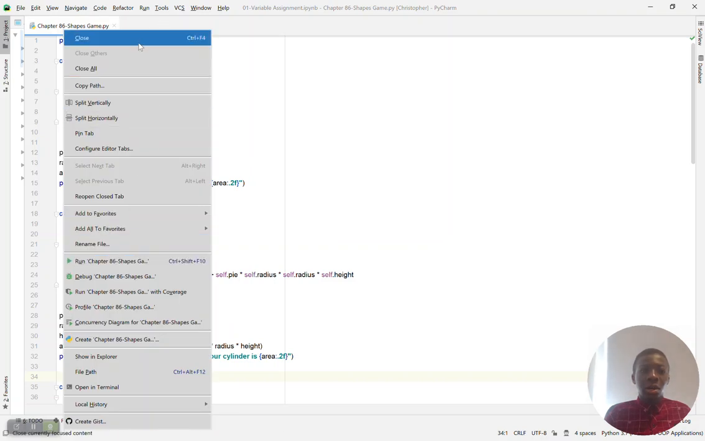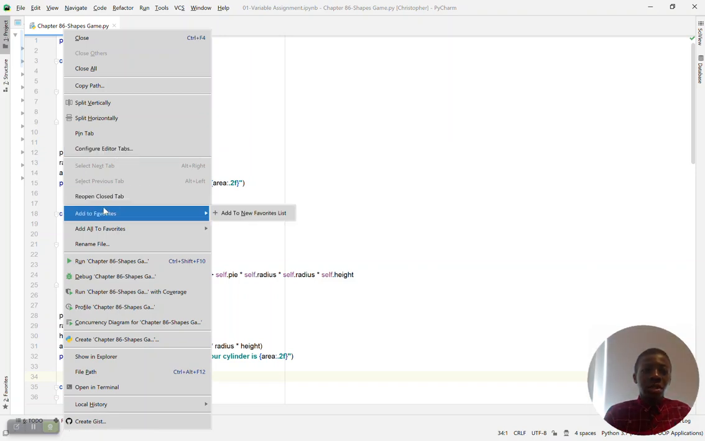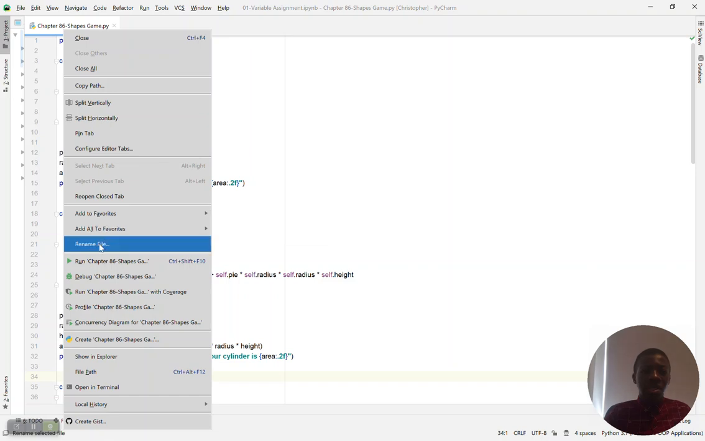And if you're working on PyCharm, just take a long look at that. You have close, close all, copy path, split vertically, split horizontally, pin tab. You can actually pin a tab if you want to, then configure edit tabs, then reopen the closed one. You can add to your favorites, add all to favorites. You can even rename the file here. You can actually create the raw Python. And there's debug, consistency diagram. One day we'll try all these controls. I won't show you how to do these using PyCharm in one of these videos, because this is all bringing up ideas. So we're going to run the program without further ado.